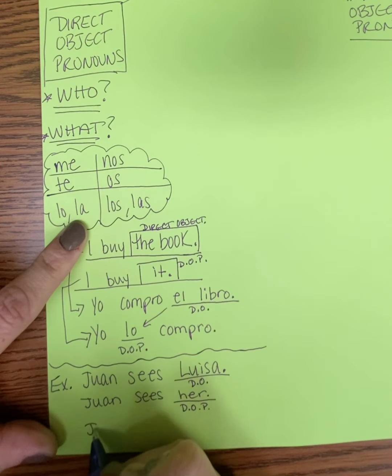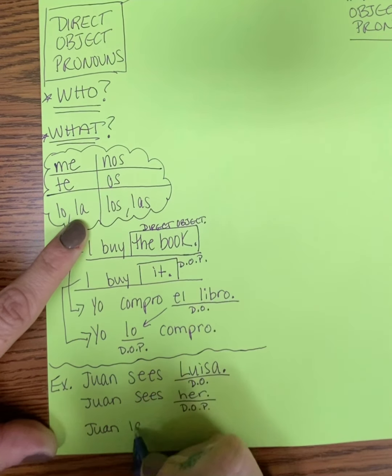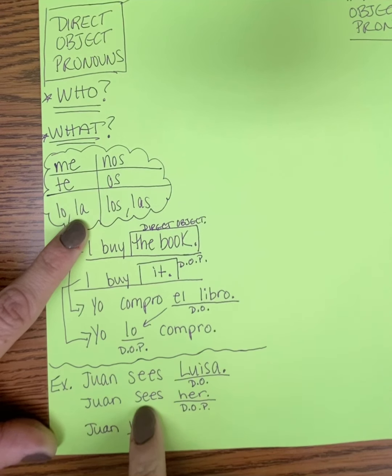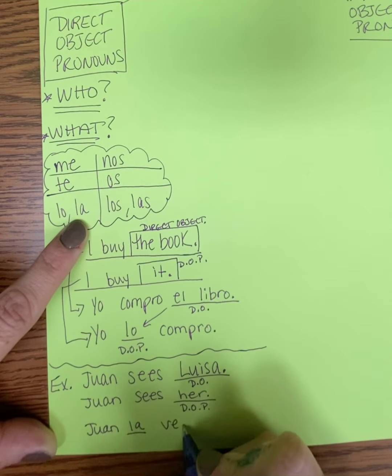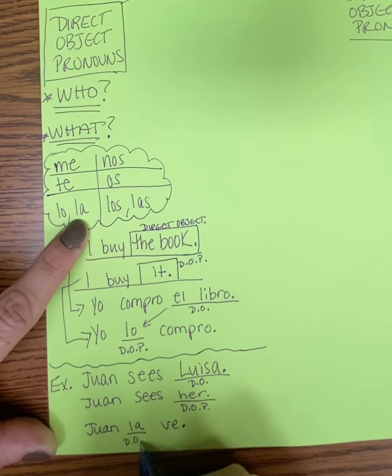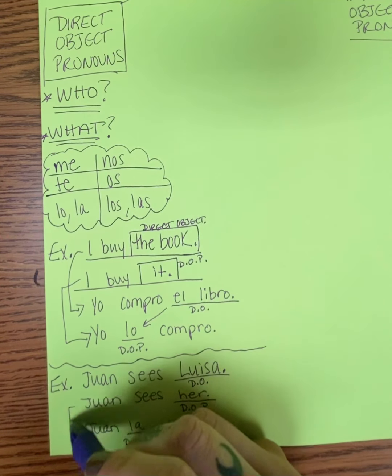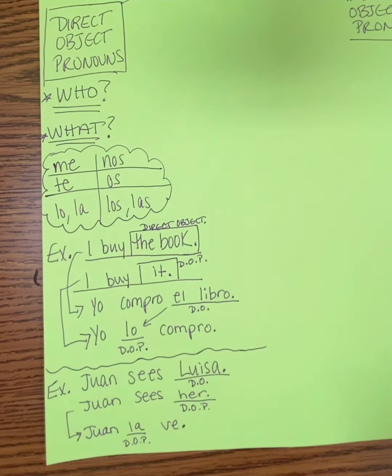So we've got Juan. Remember, we have to take care of this her first. La. And then our verb to see is ver, V-E-R. Conjugated for Juan is ve. Juan la ve. La is our direct object pronoun. Juan sees her. Okay, so again, answers who and what.